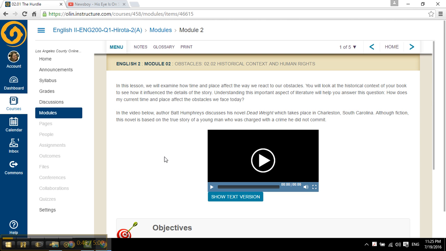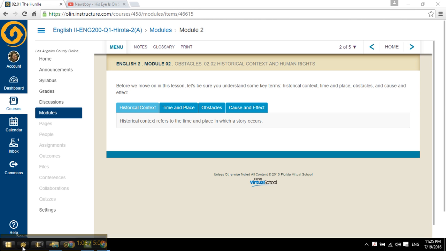It's not very long, but it's by the author Bat Humphreys, and he wrote a book called Deadweight, and it takes place in Charleston, South Carolina. It's fiction, but it's based on a true story of a young man who was charged with a crime he did not commit. So it's very interesting. So just take a few minutes, read this, and watch this video, and then go to the next page.